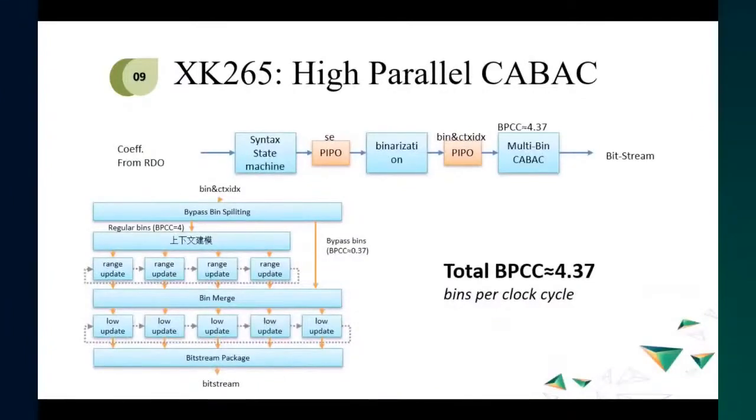And for the CABAC, here we designed a high parallel CABAC VLSI design, which can process multiple bins in one clock cycle. And here, the total BPCC can be up to 4.37. It means that we can process more than 4 bins per clock cycle.